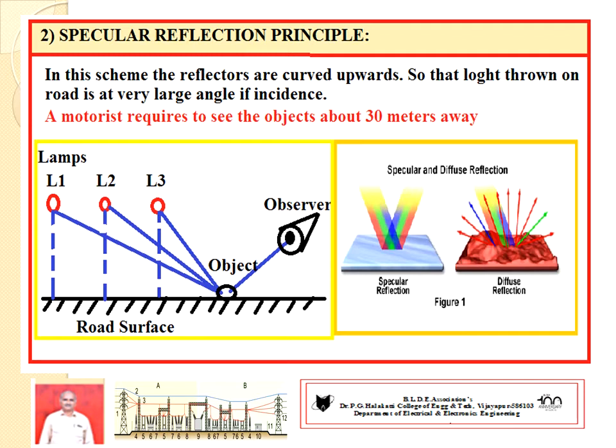The second diagram is related to the specular type of reflection principle. In this scheme, the reflectors used have curved surfaces. The reflection is upwards, so that the light thrown on the road is at a very large angle of incidence. A motorist requires to view an object at a minimum of 30 meters. A minimum of 30 meters is required on the surface for a motor driver to view the object.